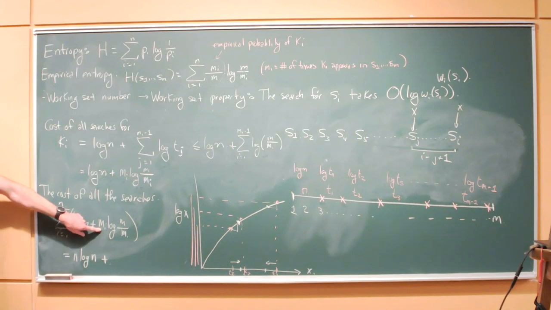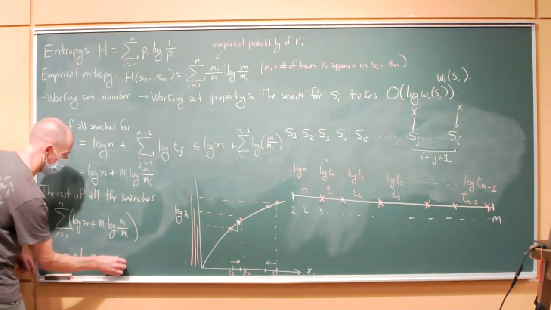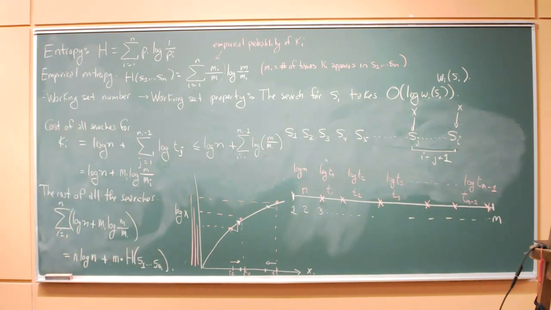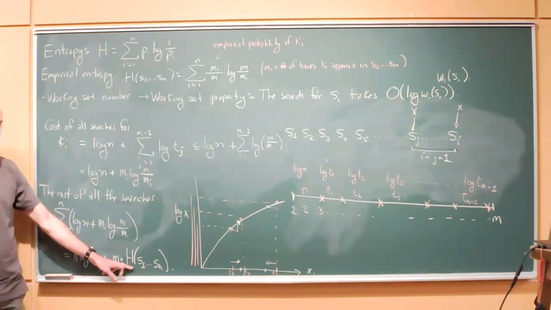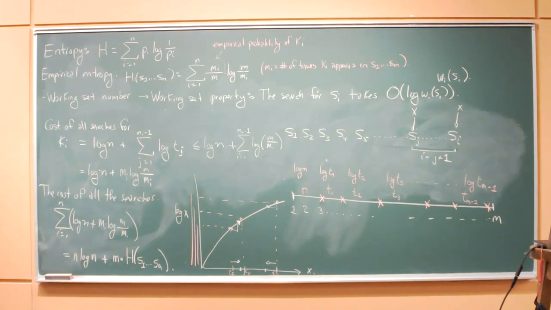And this thing here is looking an awful lot like the empirical probability. The only difference is this is divided by m and this is not, which actually means that this thing is m times the empirical entropy. Which is what we would like, right? This empirical entropy is supposed to be the cost of an average search. And if we do m searches, then this is what we get, m times the cost of one of these average searches. Okay, good. So if we can get this working set property, then we will have a data structure that gives us the empirical search time, which is basically the empirical entropy, except for the first time we search for a key.